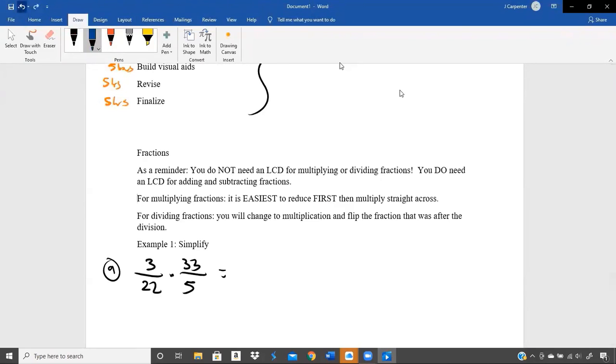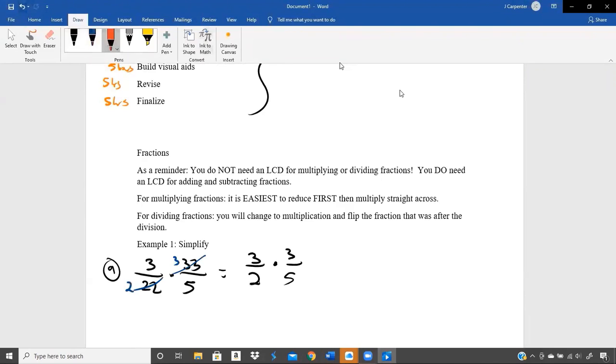So 3 and 22, nothing to reduce. 3 and 5, nothing to reduce. 33 and 5, nothing to reduce. But 22 and 33 are both divisible by 11. 11 goes into 22 twice and into 33 3 times. So what some people like to do is then rewrite the fraction. Some people don't have to. It's up to you, but you'd have 3/2 times 3/5.